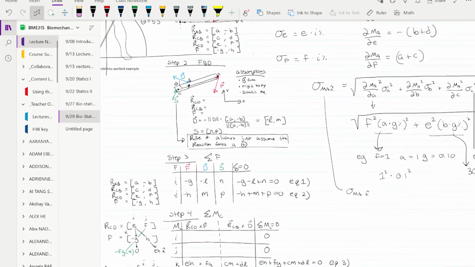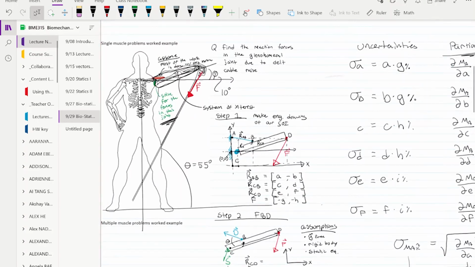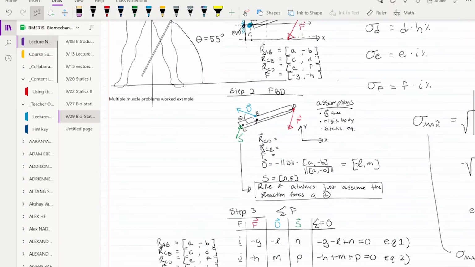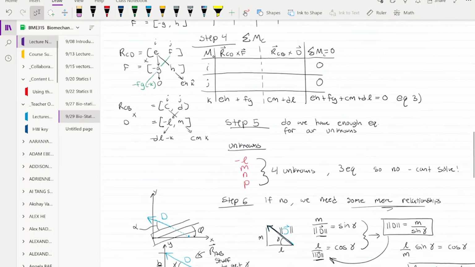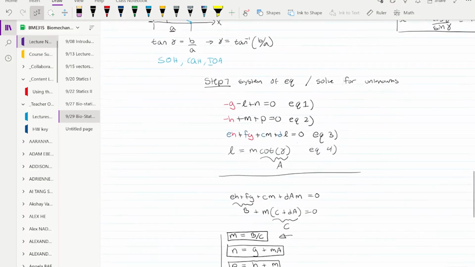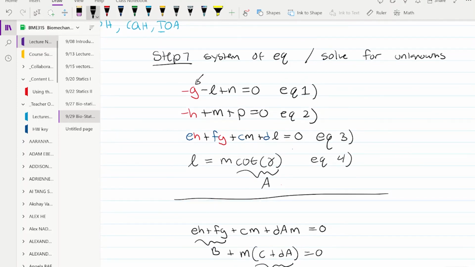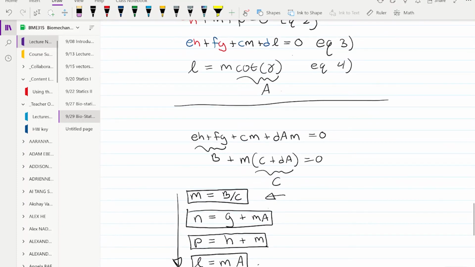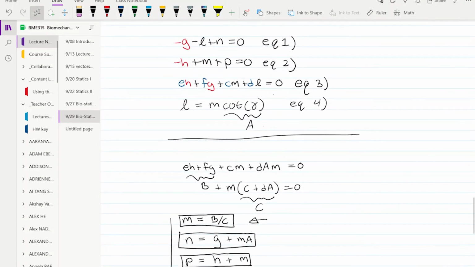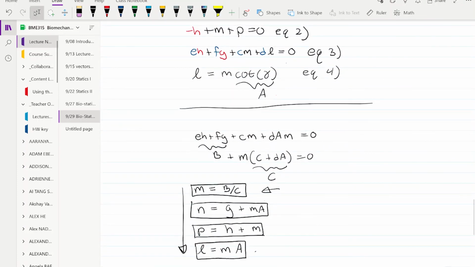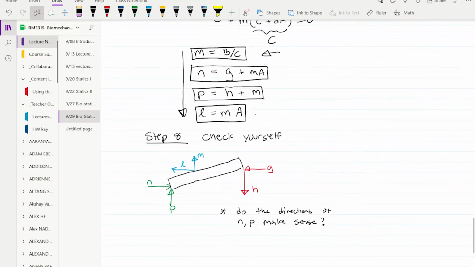That's going through these types of analyses. I did that all in variable form. Say I wanted to do uncertainties of everything. I can do that because I go through and say I had uncertainties in these variables, and then I want to see the uncertainty of the result. I take all these equations, do the partials. That's how I would get my uncertainties for my reaction forces, N and P.